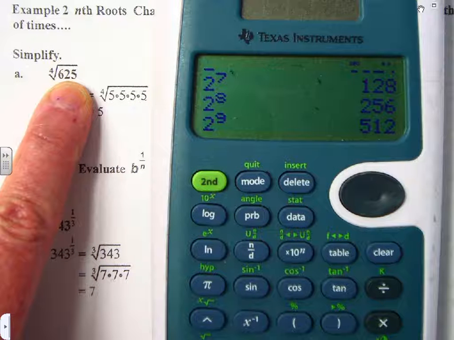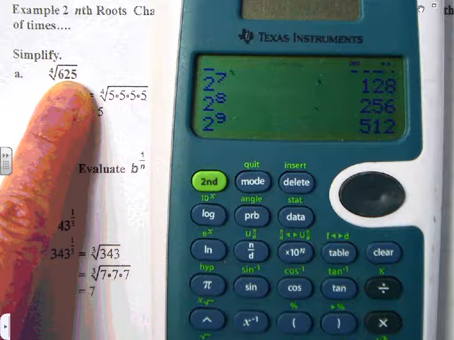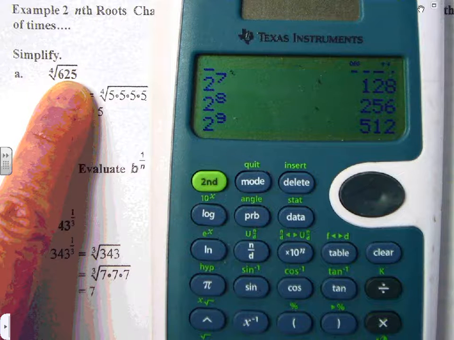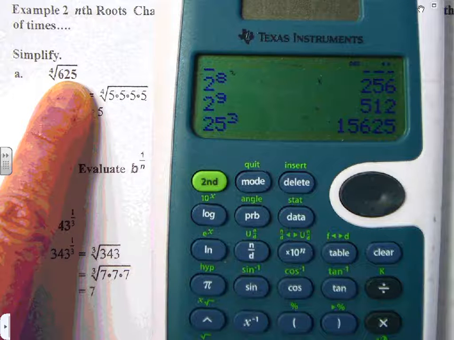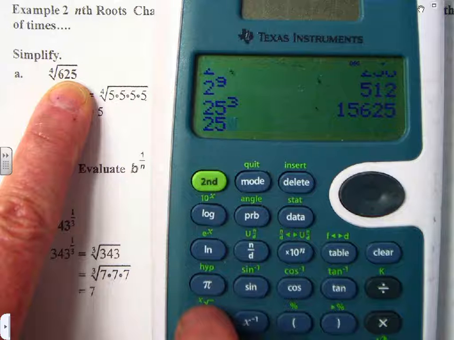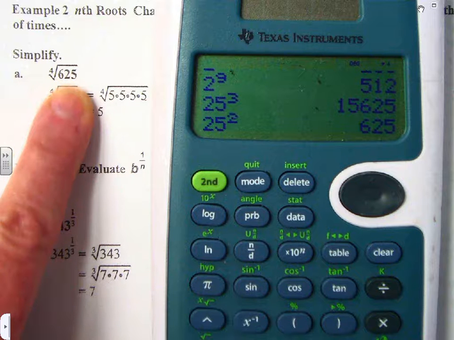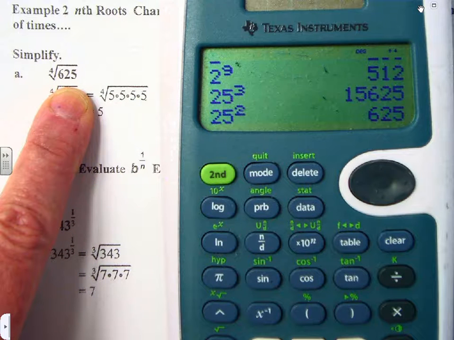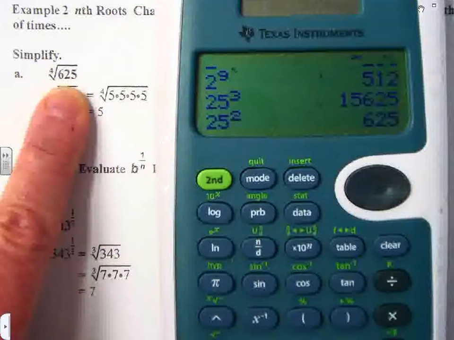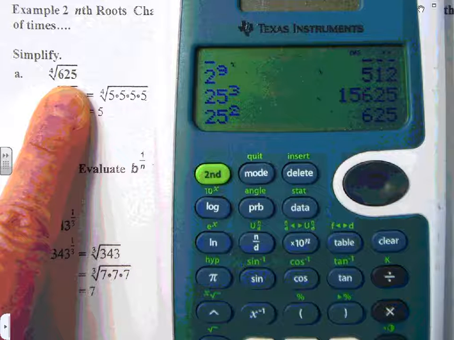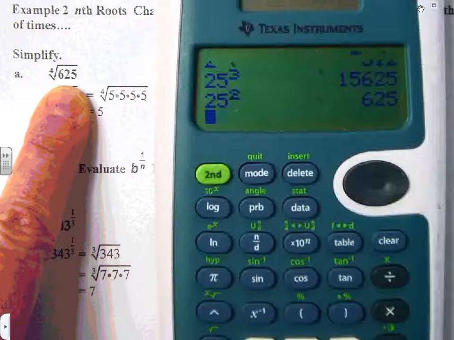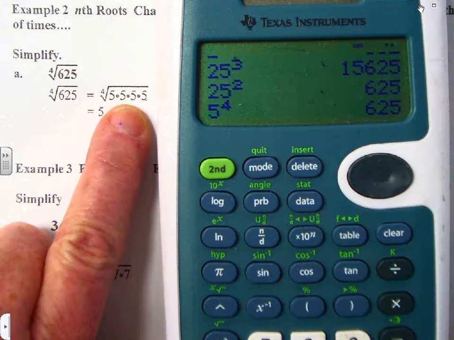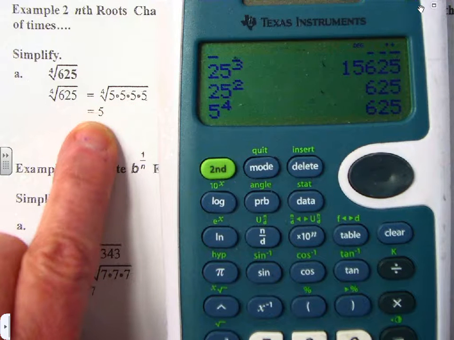So it isn't 2. But since 625 ends in a 5, you might have thought, oh, maybe 25. 25 to the 3rd, ooh, I guess that's not going to work, huh? How about 25 squared? Oh, 25 squared worked, but I needed 4 of them. I should have been doing the 4th power. So 25 to the 4th would have been ridiculously huge. So 5 to the 4th gives you 625. So 5 times 5 times 5 times 5. So 5 is the root that we were looking for.